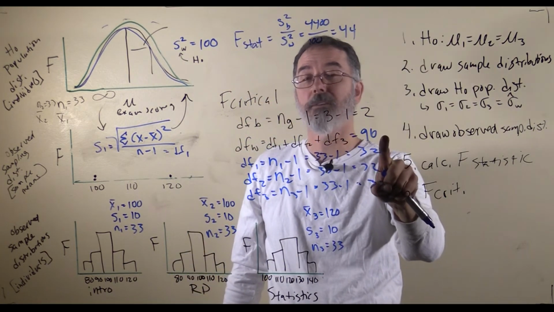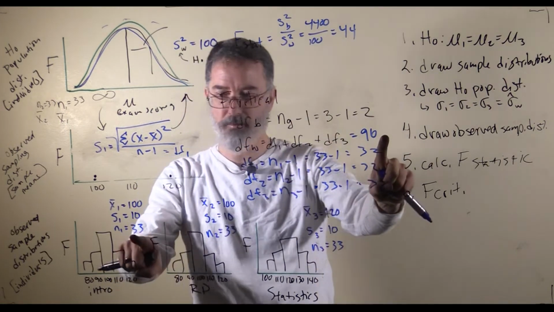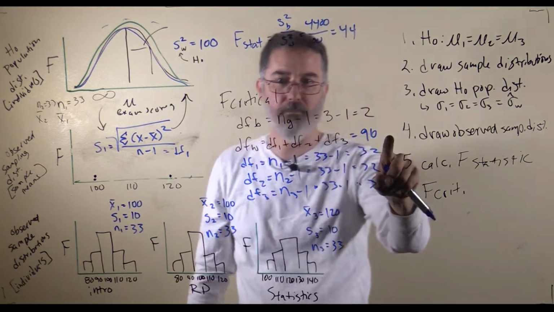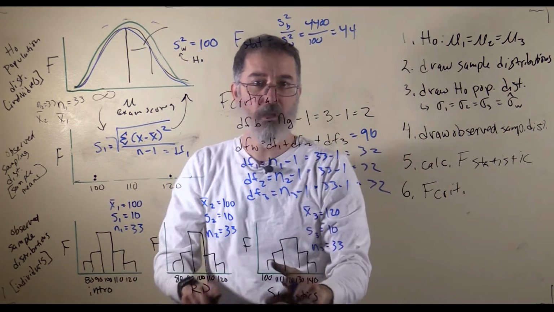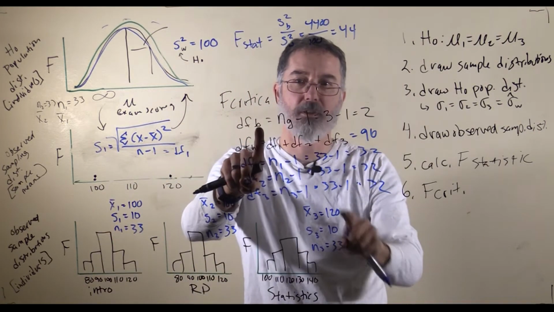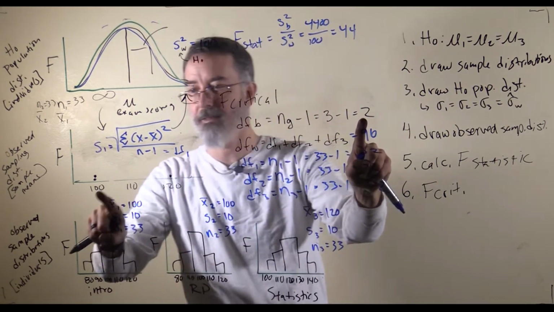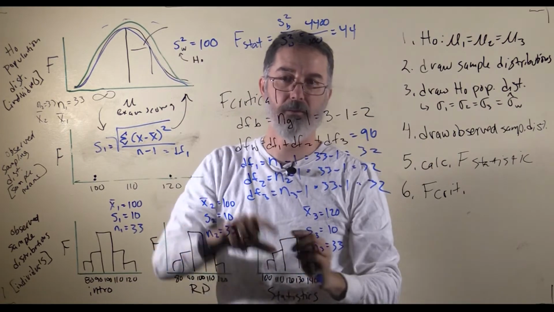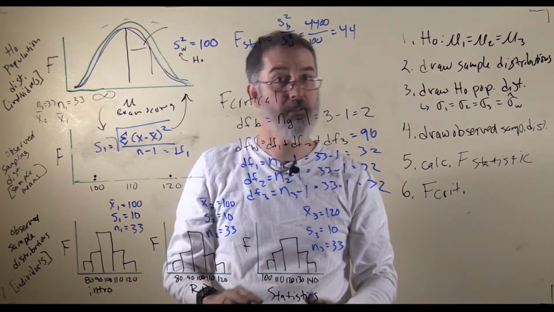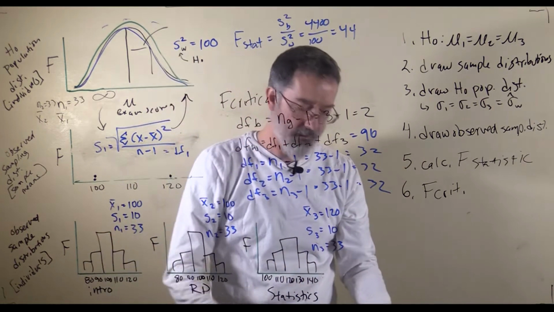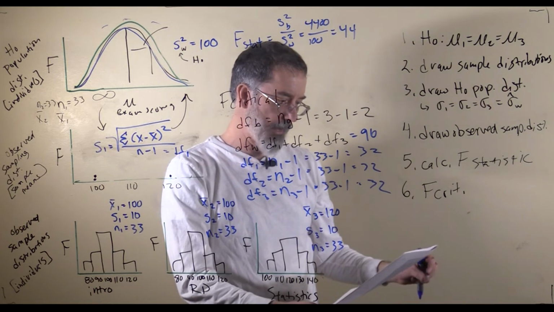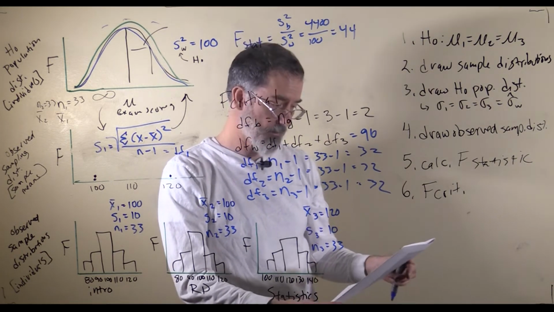Notice this is very similar to the overall sample size, which was 33 times 3, which was 99. So the degrees of freedom within gets larger based on the number of participants in your groups, and the degrees of freedom between gets larger based on the number of groups that you have. So the degrees of freedom between reflects how many groups you have, and the degrees of freedom within reflects how many participants you have. All right, with these degrees of freedom, we have enough information to go to our F table and figure out what our F critical is.